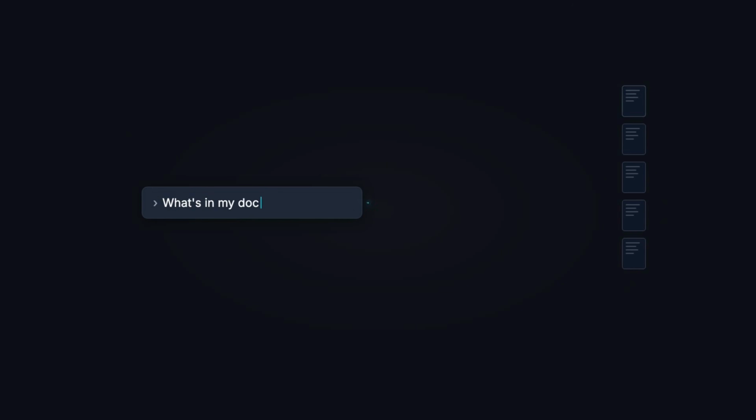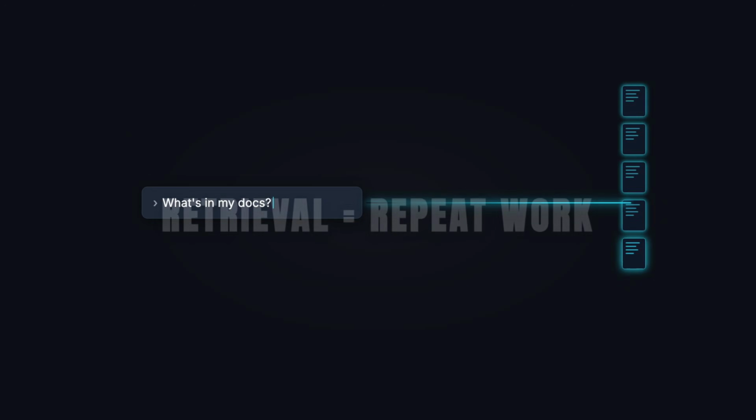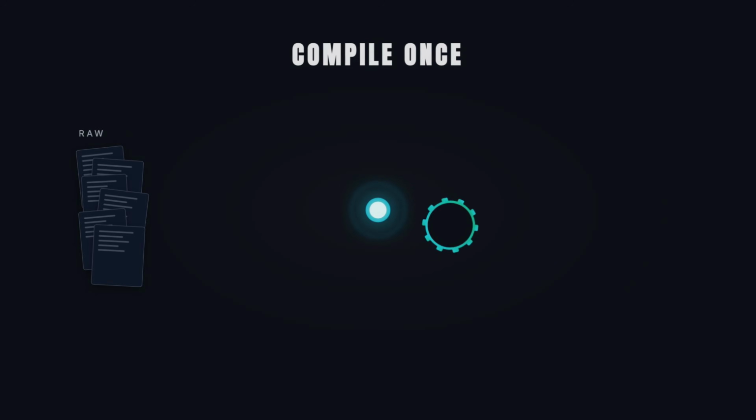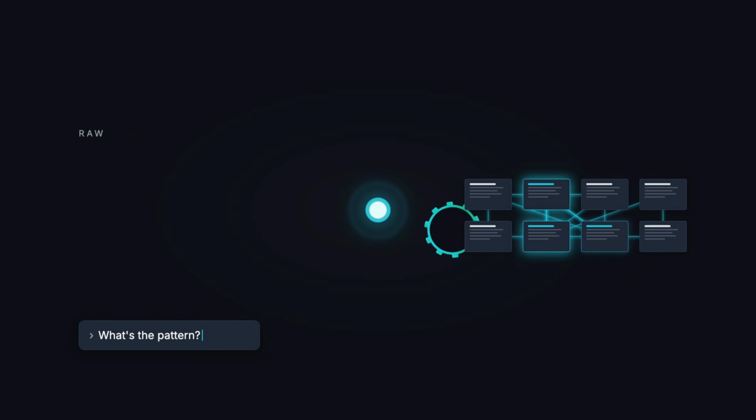Most AI tools retrieve, they search your docs every time you ask a question. Nothing accumulates. You ask the same question next week, the LLM does the same work from scratch. Karpathy's pattern compiles. Your raw documents get processed once into a structured wiki, cross-referenced, linked. Then queries run against the compiled artifact, not the raw stuff. For someone who reads 20 articles a week, that pattern hits hard.